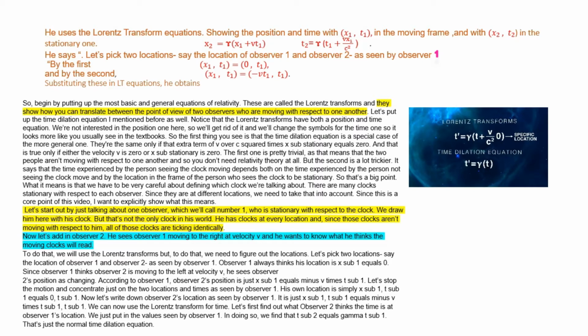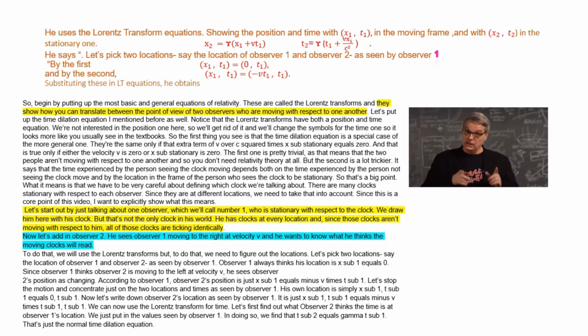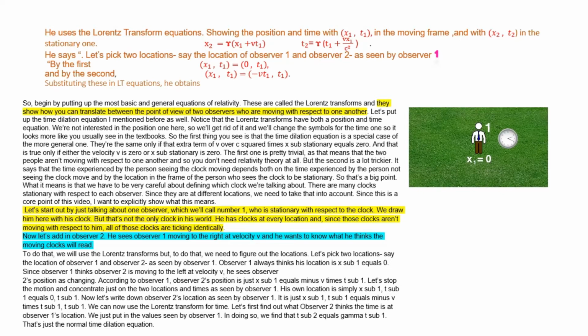It says that the time experienced by the person seeing the clock moving depends both on the time experienced by the person not seeing the clock move and by the location in the frame of the person who sees the clock to be stationary. So that's a big point. What it means is that we have to be very careful about defining which clock we're talking about. There are many clocks stationary with respect to each observer. Since they're at different locations, we need to take that into account. Since this is a core point of this video, I want to explicitly show what this means.